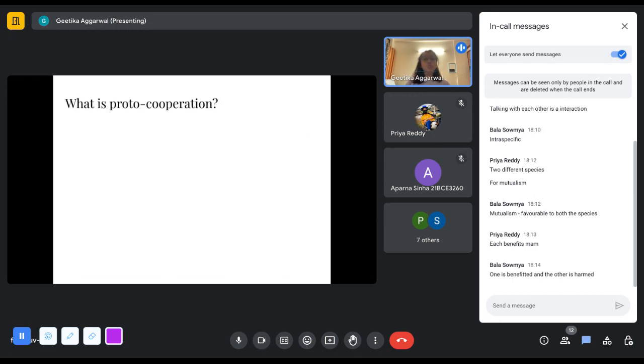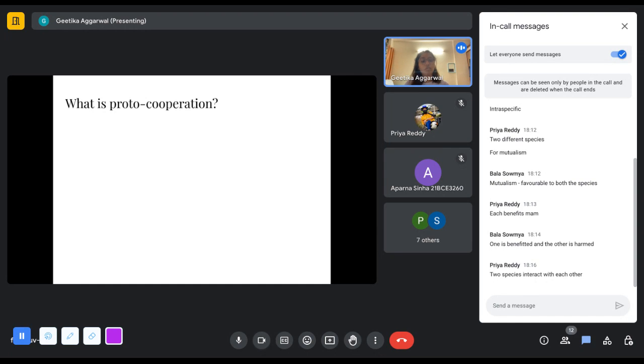Coming to something called protocooperation. So, can anyone tell me what is protocooperation? If you have watched the videos over the week, you would have learned what exactly protocooperation is. It is a very simple concept. So, if any one of you would like to tell me what it is, it will be nice. Okay, two species interact with each other, and what happens? What sort of an interaction is it?